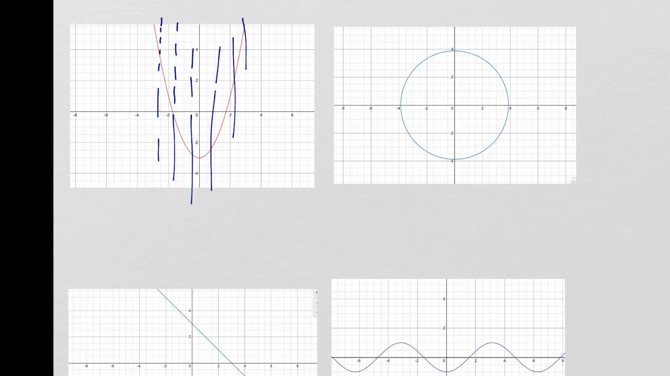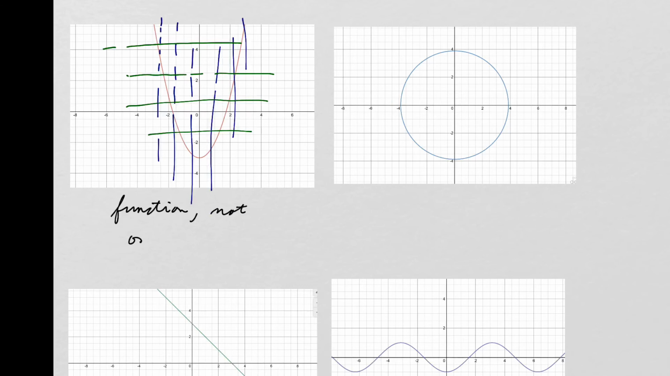So that first one passes the vertical line test. But if I draw a horizontal line, it intersects in more than one place, so it is not a one-to-one function. So I'll say this is a function, but not one-to-one.